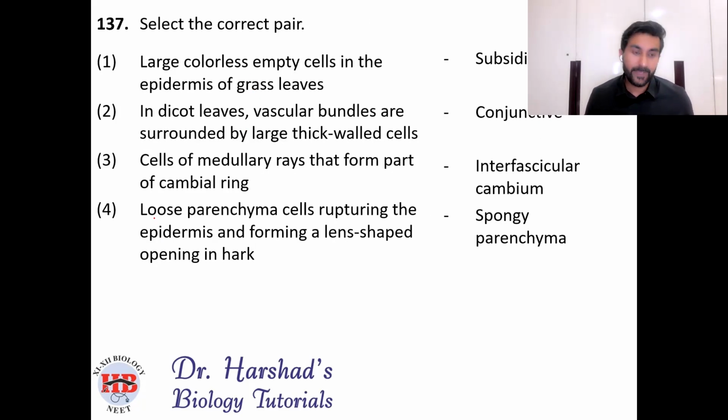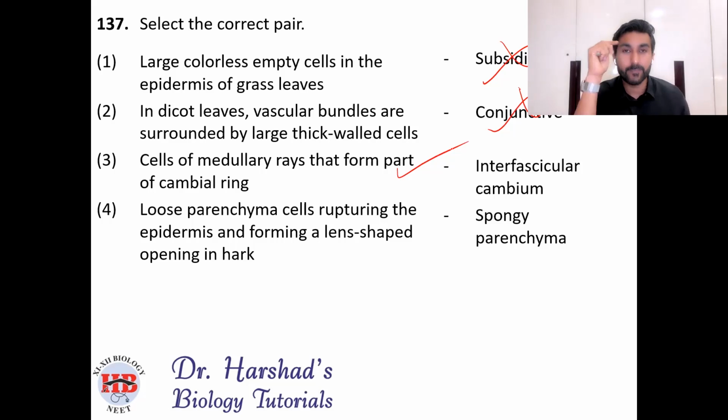Select the correct pair. The first line says large colorless empty cells in the epidermis of grass cells are called subsidiary cells. Wrong. If you remember, they are called bulliform cells. In dicot leaves, vascular bundles are surrounded by large thick-walled cells called conjunctive tissue. Wrong. Conjunctive tissue is found between xylem and phloem. It's the parenchyma between xylem and phloem in case of root. Cells of medullary rays that form part of the cambial ring are called interfascicular cambium. Yes, this is a correct pair.